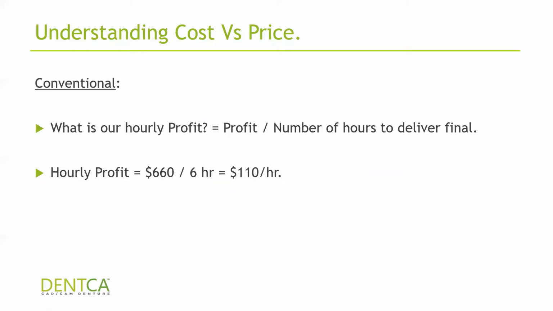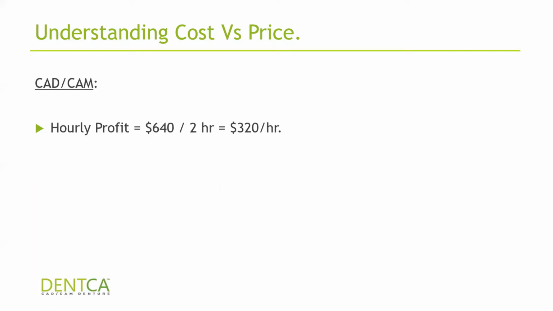So let's say your hourly profit is basically whatever money you're making versus the number of hours it takes to deliver the final. So let's say your conventional profit, as we mentioned, is $660. That's how much money you're going to make for the entire denture, but it took you 6 hours to make it. So you're actually making $110 per hour of work. This is, again, very simple math. And with CAD/CAM, you're making a profit of $640, but it only took you 2 hours to finish. So your profit per hour is $320 an hour. So see what I'm getting at with this? That's where the real earnings start to happen.